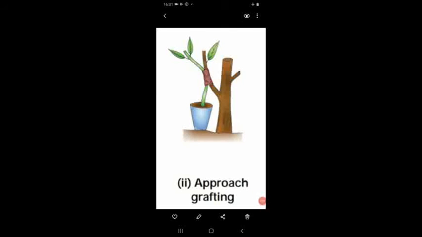Dear students, this is the approach grafting. See, both the plants are rooted. The first one is attached to the soil, and the second, the potted plant, is also attached to the soil. The thickness and height of the plants are also the same. In both the plants, we have to make a small slit or a cut, and the cut portions are brought nearer, and both the cut portions are tied with a bandage.